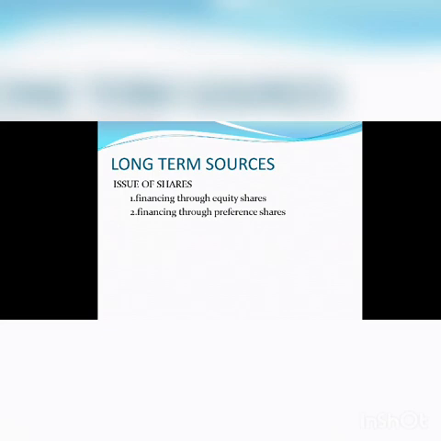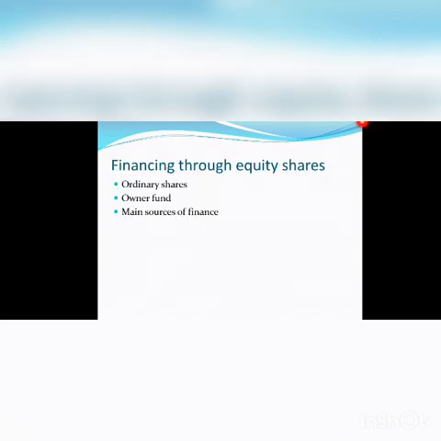So the first one, financing through shares. Financing through equity shares and financing through preference shares. So the first one, financing through equity shares. Equity shares are also known as ordinary shares.